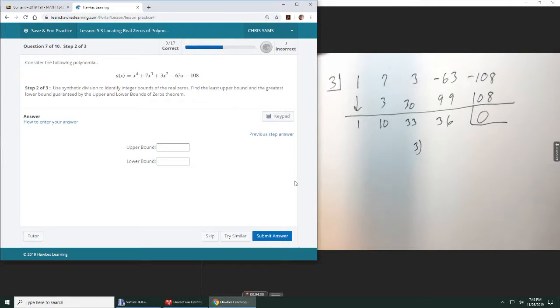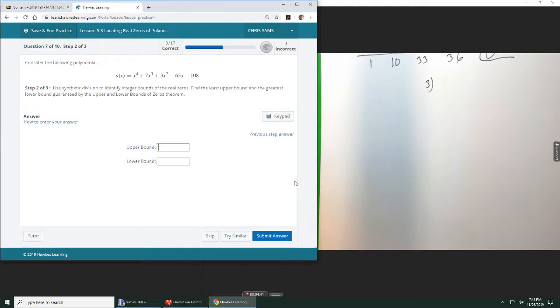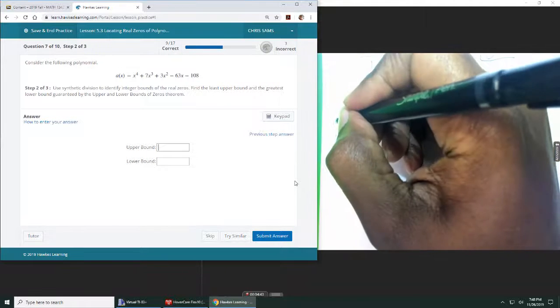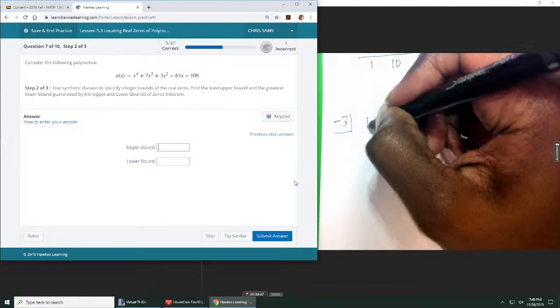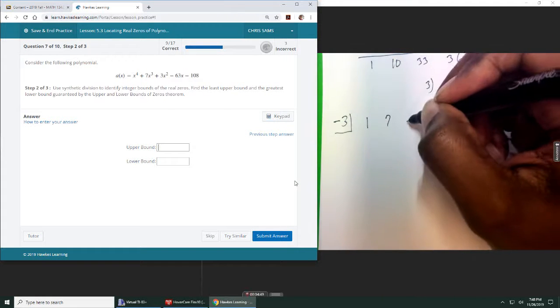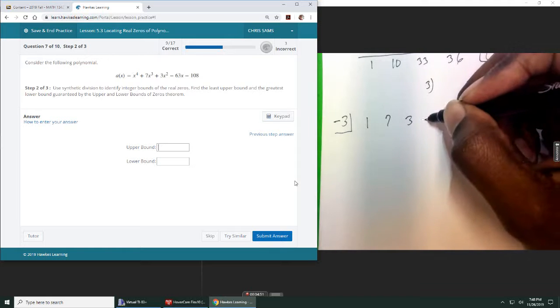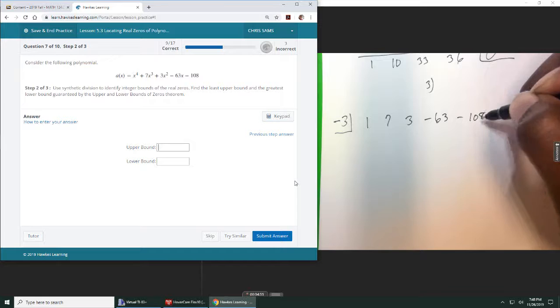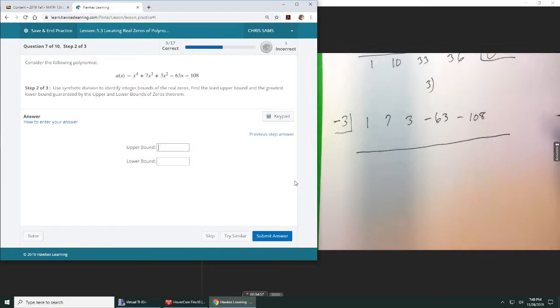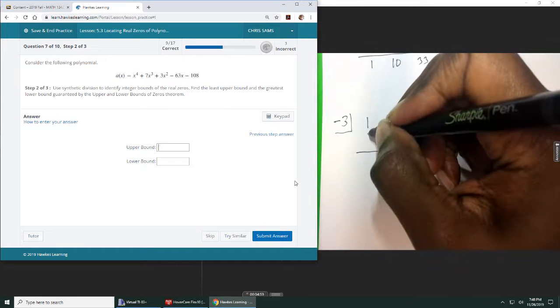So let's just start with 3 as well. Let's start with what we started, but we're going to do negative 3. It has to be a negative number on the lower bound. So 1, 7, 3, negative 63, negative 108. We need these signs to alternate between positive and negative.